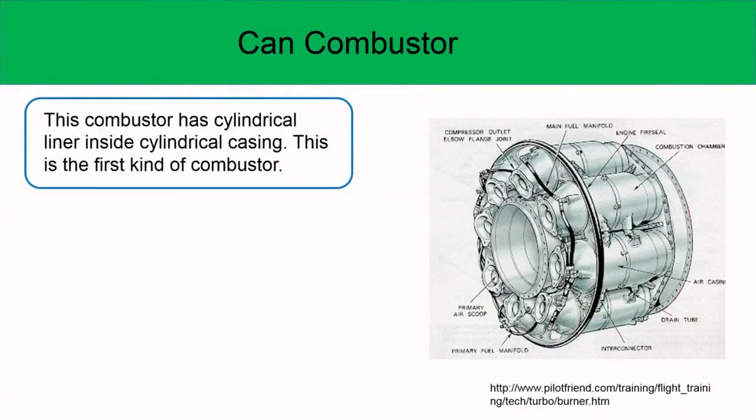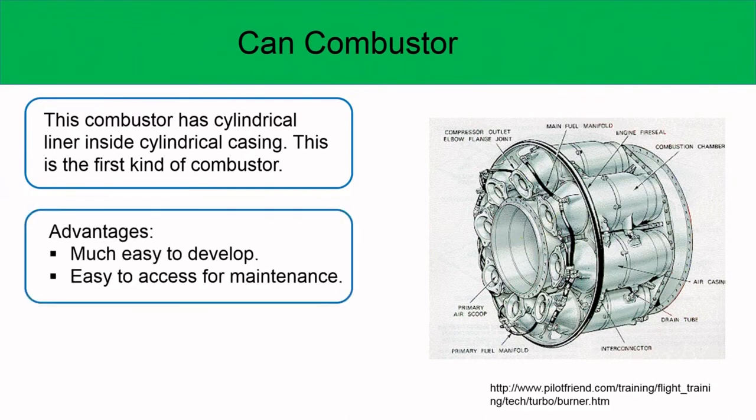So, you see that all these combustors are essentially put into different cans, and this combustor has a cylindrical liner inside the cylindrical casing. This was the first kind of combustor. Okay. Now, the advantage is that this was very easy to develop, because you just need to develop one can combustor, and then you can replicate it and arrange them in a circumferential manner. And it is easy for maintenance also. You can just take out one combustor and repair whatever needs to be done.